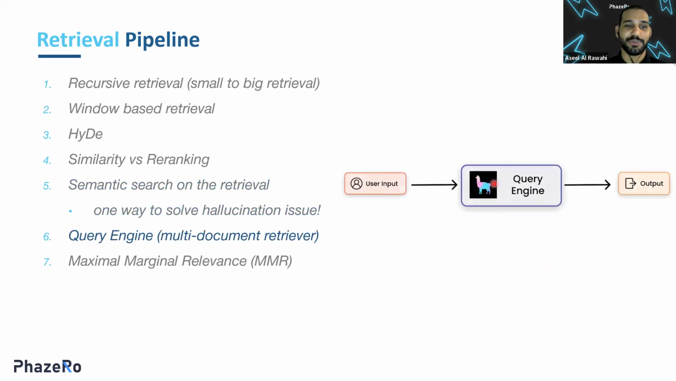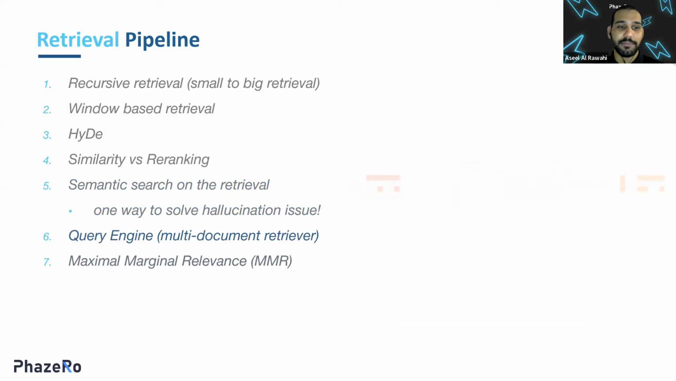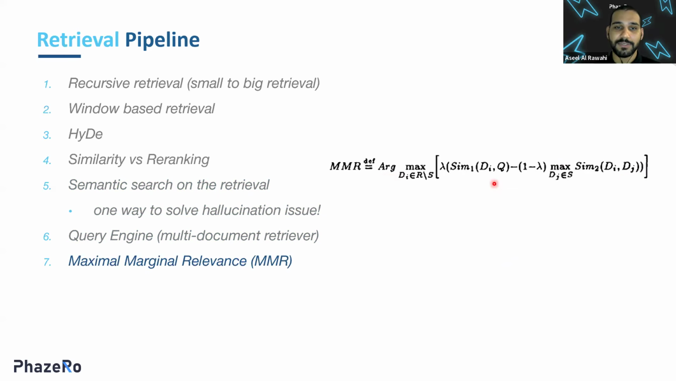Another way is your query engine, which is basically multi-document retrieval. You have a query engine to map you to the different nodes that you think you should access, depending on the user question. And another way is the maximum marginal relevance, which is another way of doing similarity.